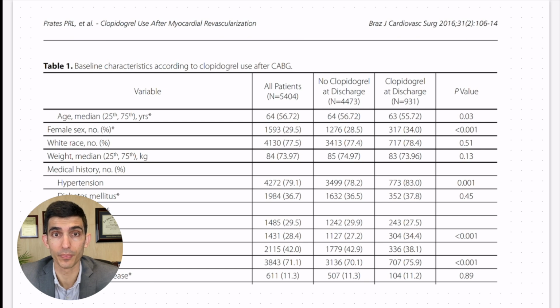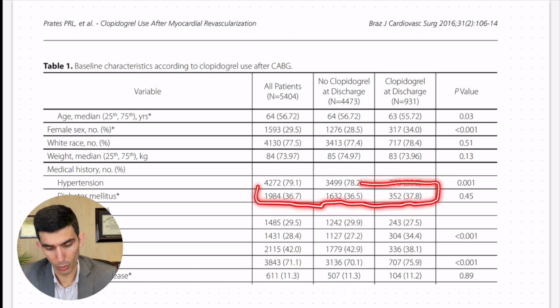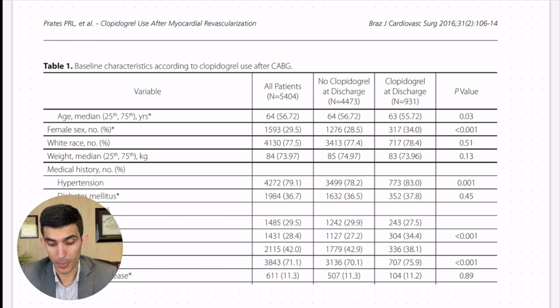similar to each other. In this case, we have here that, for example, that the distribution of patients with diabetes is very similar between both groups. It's 36.5% in one group and 37.8% in the other group. So the p-value here is not statistically significant.